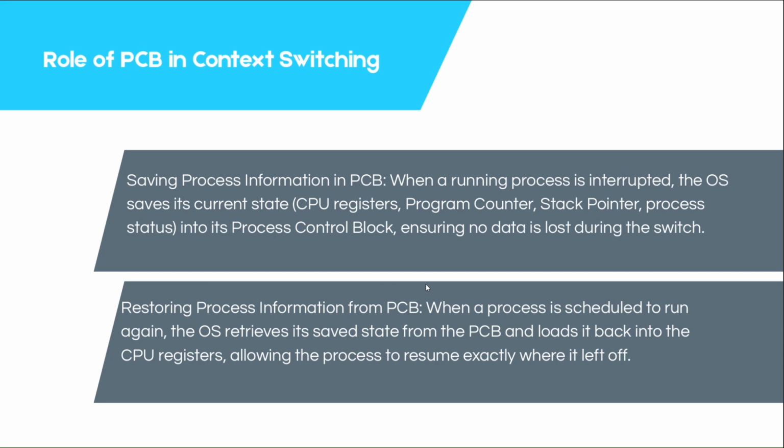Therefore, the PCB acts like a storage box that temporarily stores all the important information of a process whenever the CPU switches to another process. Without the PCB, context switching would not be possible, because the operating system would lose track of every process. Now we understand the PCB role. Let's move to the next slide and study the complete step-by-step context switching process from start to finish.